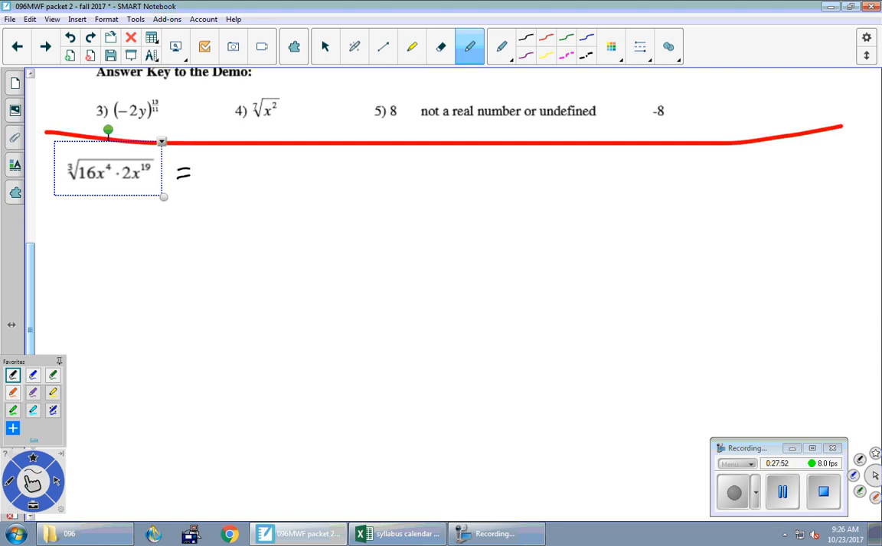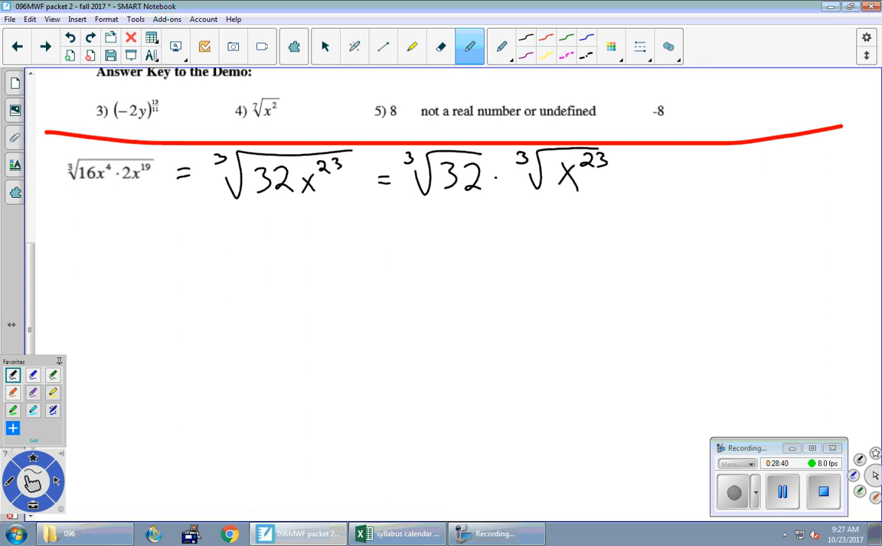Okay, next up is we are going to combine the things that are like. So we'll do the 16 times the 2. That's 32. So we got cube root 32 x to the, what do you do with the powers? Add them. So x to the 23, yeah? 32x to the 23. We know we can multiply in any order, so we choose to smush together the things that are similar. Okay, let's go ahead and now split this back up into 2 new radicals. Cube root of 32 times the cube root of x to the 23.